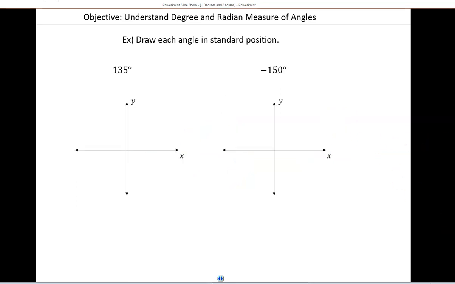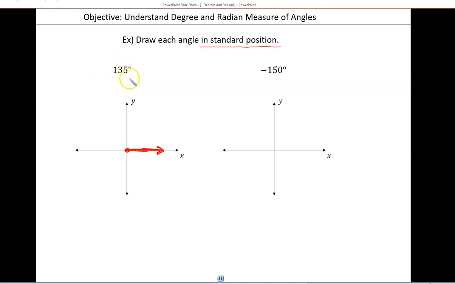All right, so now we are going to make a sketch or drawing of each of these angles in standard position. So the nice thing about standard position is we always know where the angle is going to start. It's always going to start with its vertex at the origin and its starting or initial side on the positive x-axis. What takes a little bit of practice sometimes is being able to figure out where the terminal side is for an angle. So for example, 135 degrees.